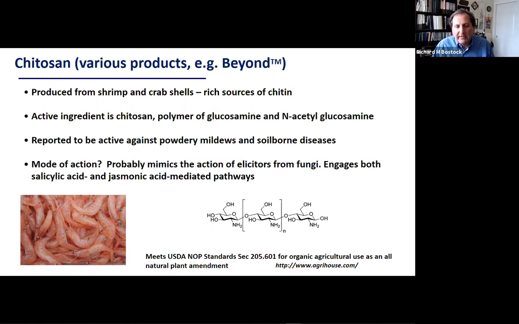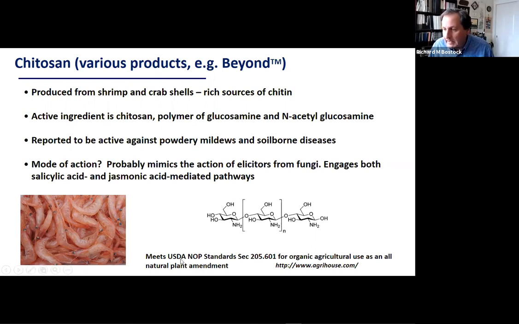Its mode of action probably mimics the action of other elicitors. Certain fungi have a lot of chitin in their cell walls. We know from back in the past that during infection, some of that chitin can be recognized by plants such that you get a partial resistance to the infection as a result. That's what stimulated the interest in chitosan, this breakdown product. It probably engages both the salicylic acid and the jasmonic acid pathways to achieve its effects.